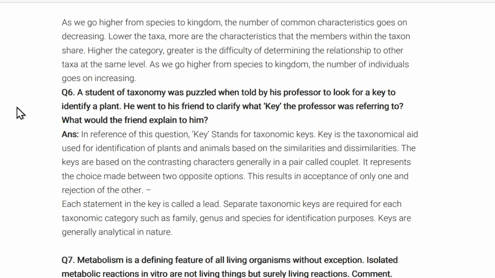The keys are based on contrasting characters, generally in a pair called couplet. It represents the choice made between two opposite options. This results in acceptance of only one and rejection of the other. Each statement in the key is called a lead. Separate taxonomic keys are required for each taxonomic category, such as family, genus, and species, for identification purposes. Keys are generally analytical in nature.